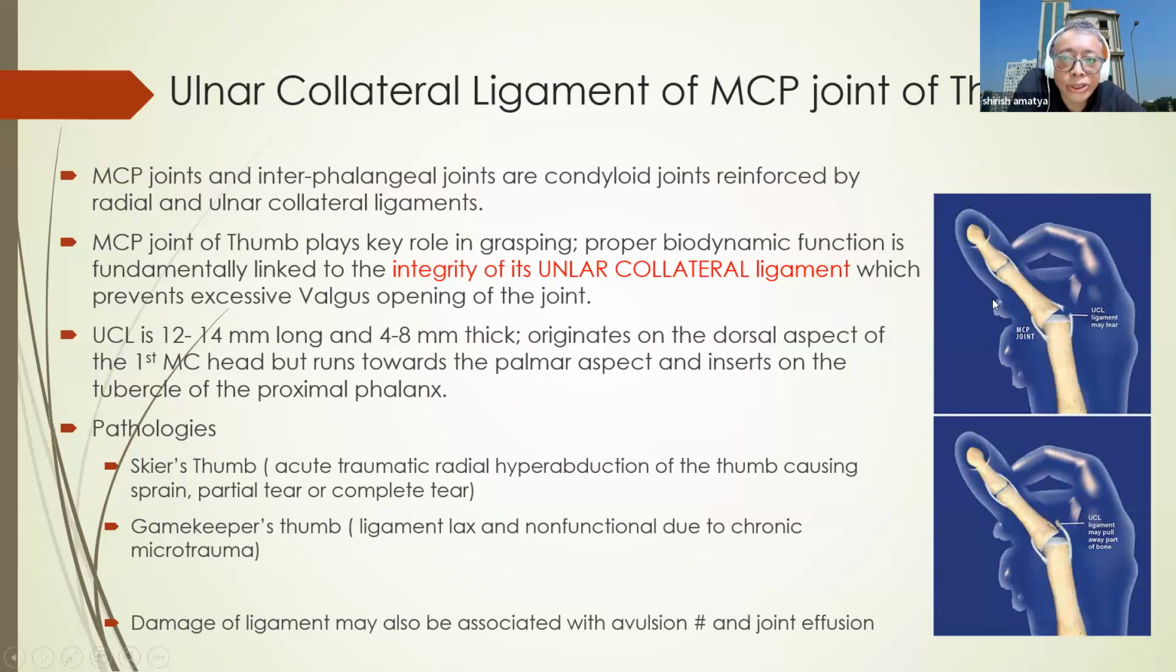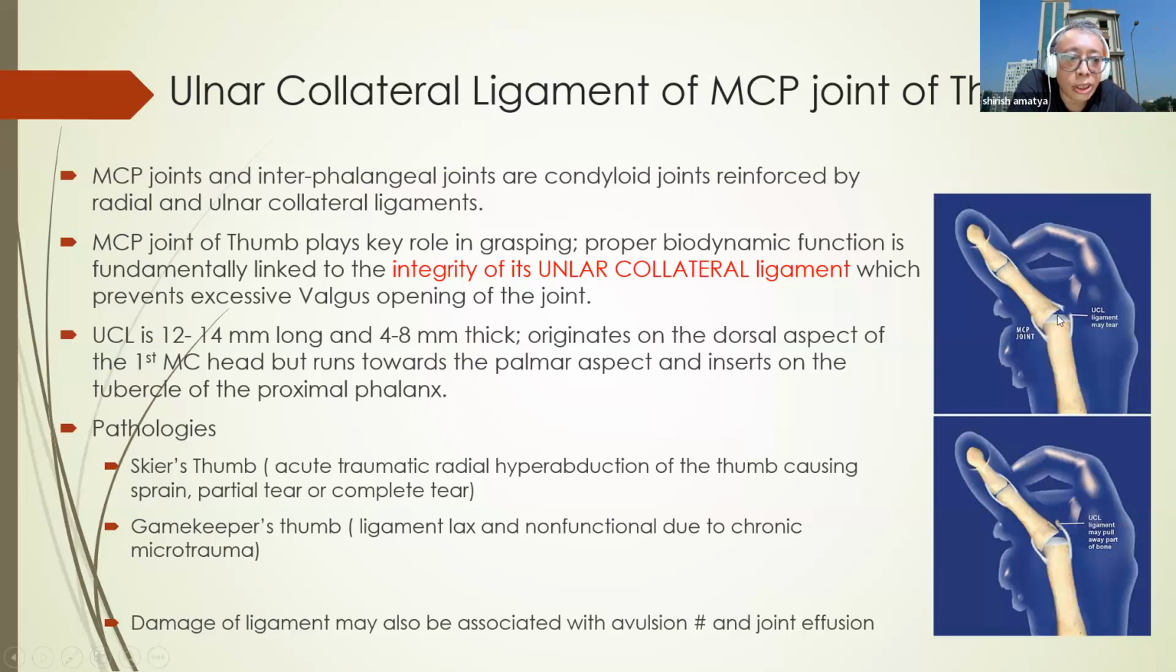We are more interested in the ulnar collateral ligament of the thumb, because 50% of the function of the hand is by the function of the thumb, and it plays a key role in grabbing, grasping, writing. Many activities are associated with the integrity of this metacarpophalangeal joint of the thumb. If there is a rupture of this ulnar collateral ligament, there will be a valgus opening of the joint, and the metacarpophalangeal joint will not be stable.